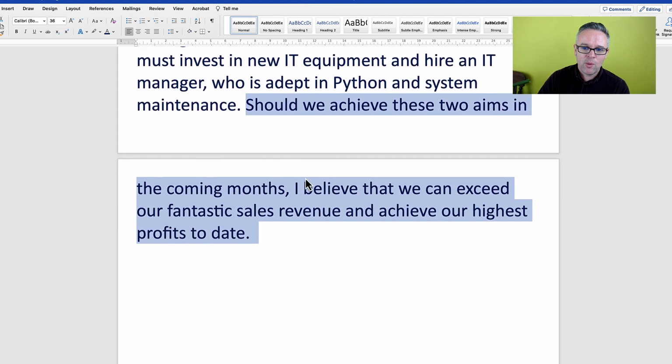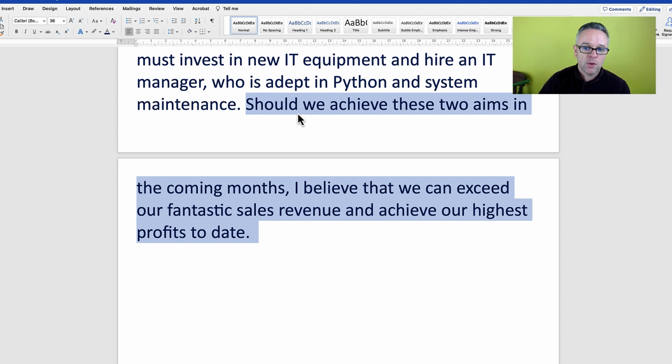Let's look at this now. This sentence here, this is a very high level example of the word should. Should is a modal verb, but in this sentence, it has the meaning of if. Should we achieve these two aims in the coming months, I believe that we can exceed our fantastic sales revenue and achieve our highest profits to date. So yeah, great example there of should.